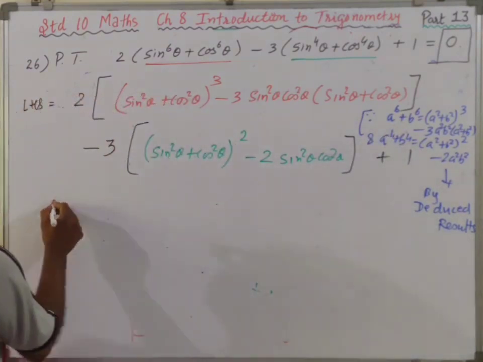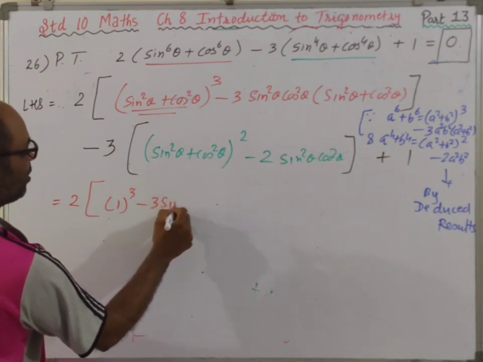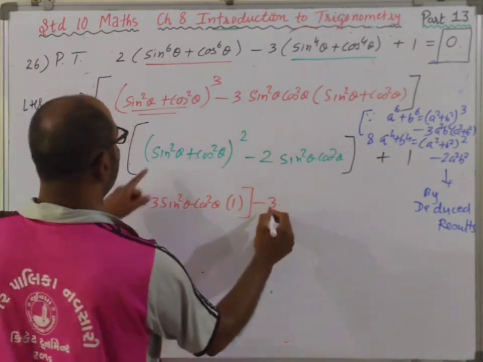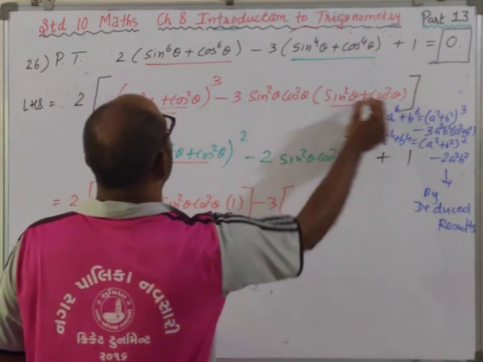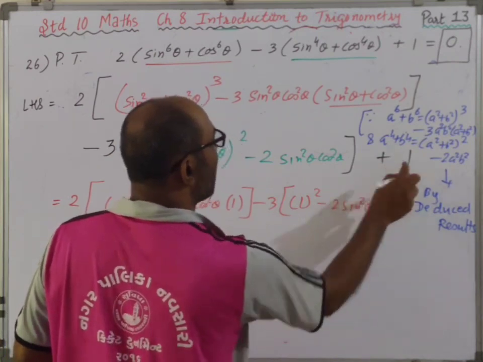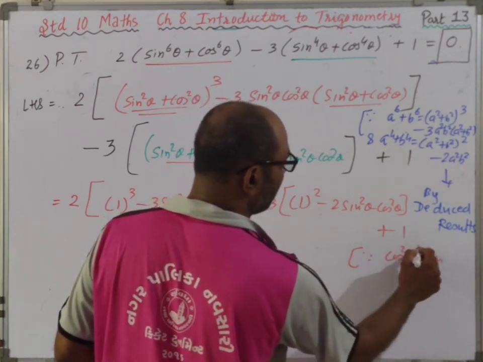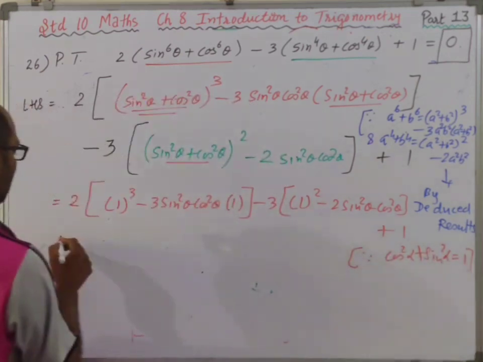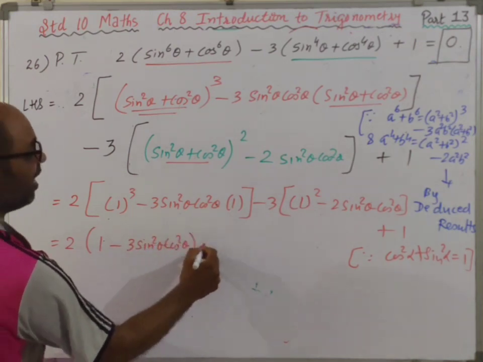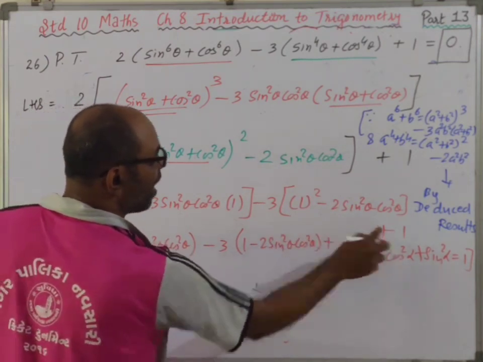Okay, let's go. This is equal to 2 into large bracket. Now this is 1, so 1 cube minus 3 sin square theta into cos square theta into again 1, bracket over, minus 3 into this is 1. All right, all this is 1. So 1 square minus 2 sin square theta into cos square theta, and ahead there is also +1. Reason: because cos square alpha plus sin square alpha is equal to 1. You use that. So that is 2 into 1 minus 3 sin square theta into cos square theta, minus 3 into 1 minus 2 sin square theta into cos square theta, and ahead there is +1.